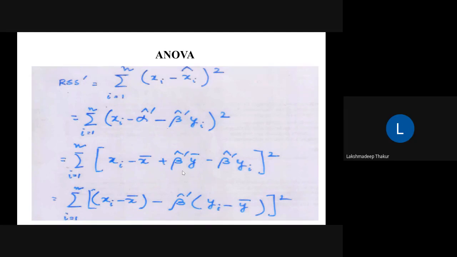Ma'am, you have put the value of alpha hat prime here, right? Yes. So I'm putting the value of alpha hat prime, yes, very good. So it is xi minus x bar plus beta hat prime y bar minus beta hat prime yi. And then I'm keeping xi minus x bar here, taking beta hat prime common. So I'm getting yi minus y bar whole square. So please check all the steps, whether it is clear or not.